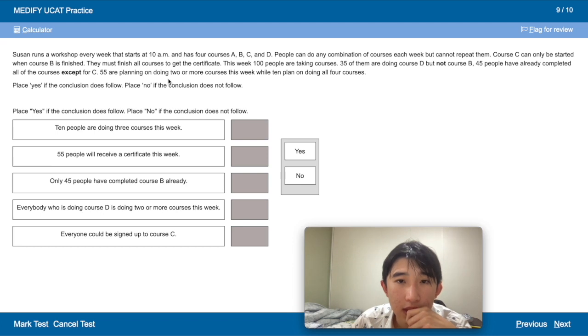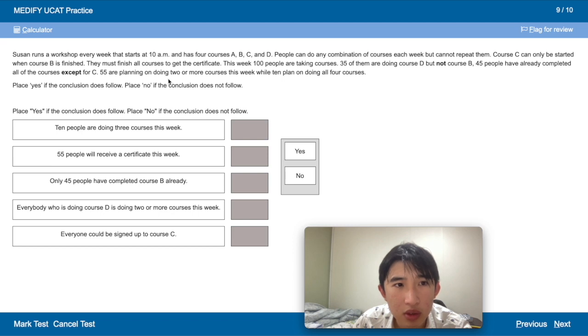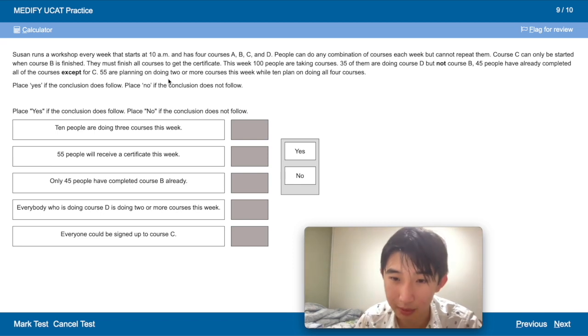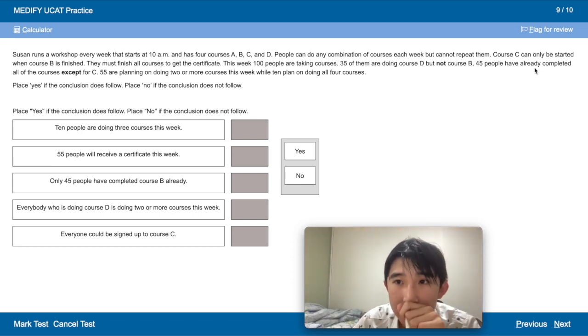Right, this week, 100 people, so the total is 100. 35 are doing course D, but not course B. Okay, screw this Venn diagram, that's way too complicated. 45 people have already completed all of the courses, except for C. Okay, so 45 have completed A, B, and D.